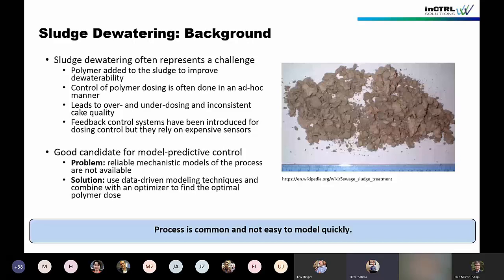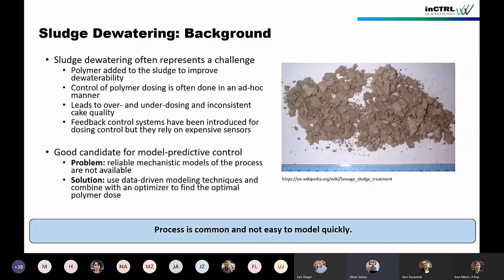So basically sludge that's been anaerobically digested, and now you want to dewater it before you take it away from the plant. As a lot of you would know, in order to improve the dewaterability of the sludge, you might add polymer to the sludge before it goes into a centrifuge, for example, and that'll improve the ability to dewater the sludge.